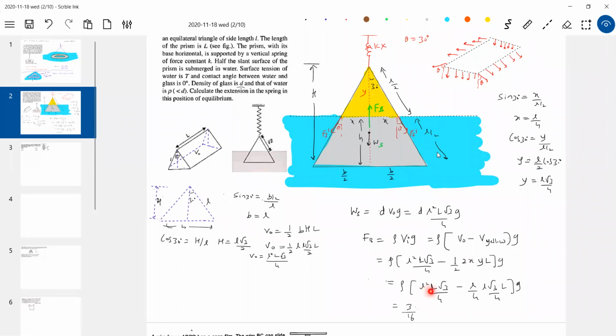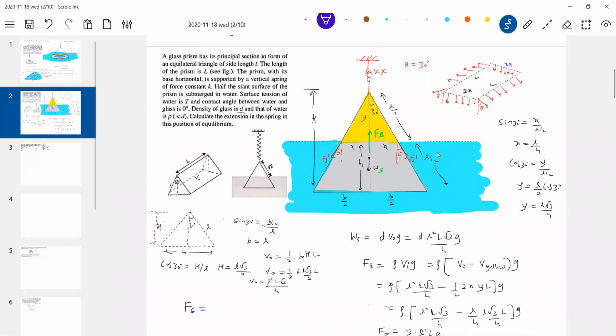Small L square, capital L, you take it outside. So this will become... Okay, this is the buoyant force. Now let's equate here. Everything we know. What is the force due to surface tension? How to calculate? What is this length? 2x. And this slant length is L, at the corner.